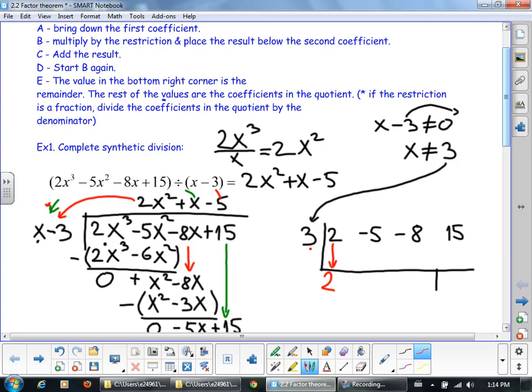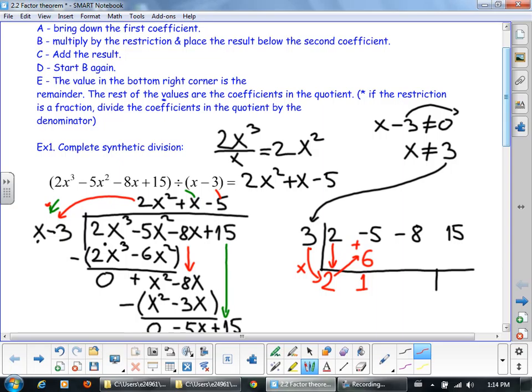So that means we're going to take the 3 times the 2, and we're going to write the result over here. So 3 times 2 is 6, and we're going to write it just under here. The last step is to add these two numbers, so negative 5 and 6. So negative 5 plus 6 will give us just 1. And that is the full cycle, which we are going to repeat from now on.